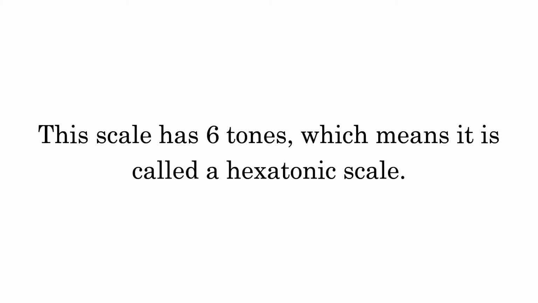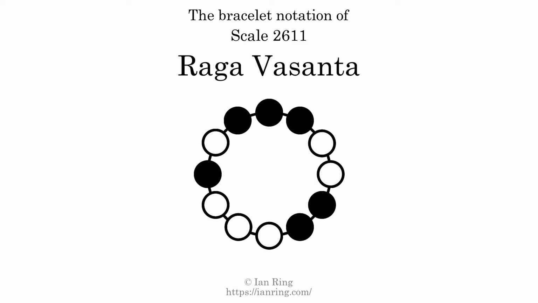This scale has 6 tones, which means it is called a hexatonic scale. This is a bracelet notation diagram of scale 2611. The shaded circles represent tones that appear in the scale, and they are read clockwise, starting at the top.